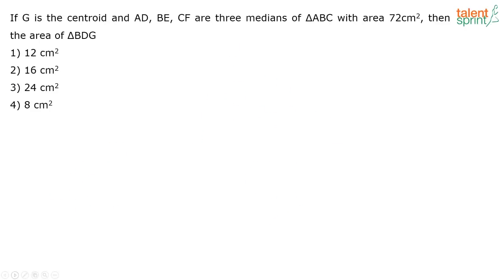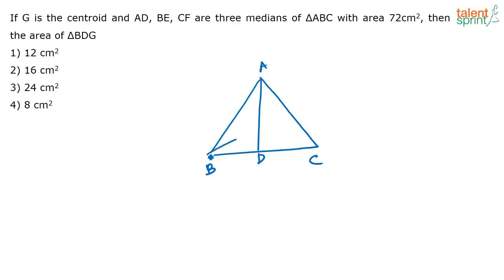Next one. If G is the centroid and AD, BE and CF are the three medians of the triangle ABC whose area is 72 centimeters squared, then the area of triangle BDG is dash. So I have a triangle ABC whose medians are AD, BE and CF, and their centroid is G.